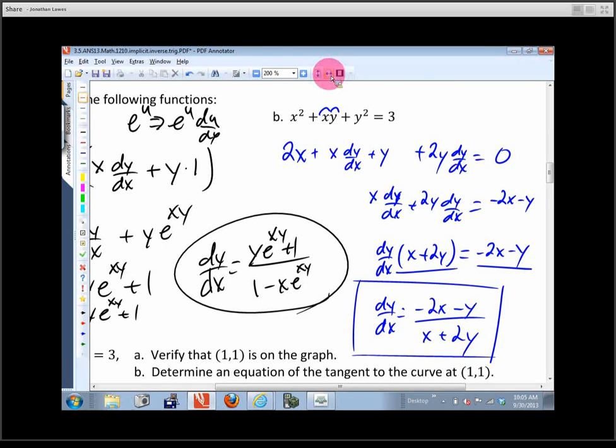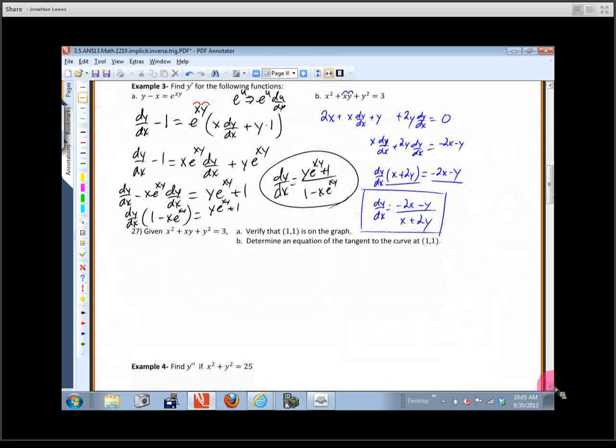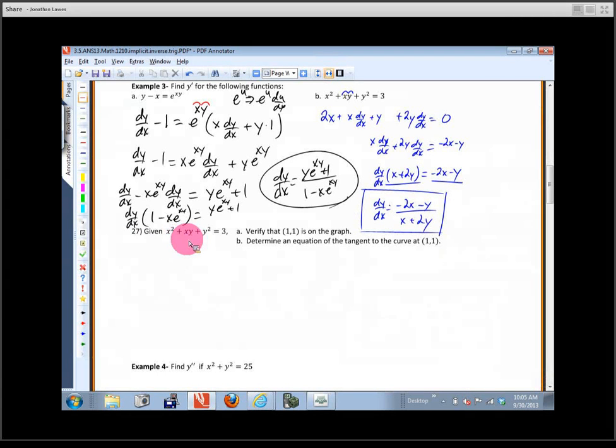Easy enough? Okay, let's take a look at the next one then. This uses that last derivative that we found. Okay, and this is problem number 27 from your assignment, or at least it's like one in the textbook. Same function that we did up above. It says verify that (1, 1) is on the graph.